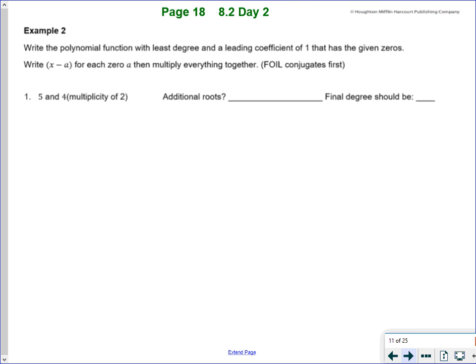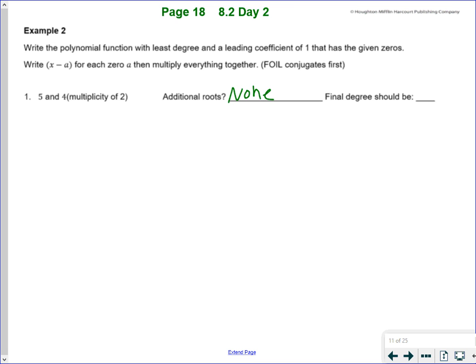Okay? So let's go ahead and do some examples of what we said from the beginning. We're going to start with our zeros, and we're going to work back up to our standard form polynomial. So in number 1, we're told the zeros 5 and 4, but 4 has a multiplicity of 2. First we're asked, do we have any additional roots? In this case, we don't. Those are all the zeros they gave us, so those are all the zeros we're going to use.